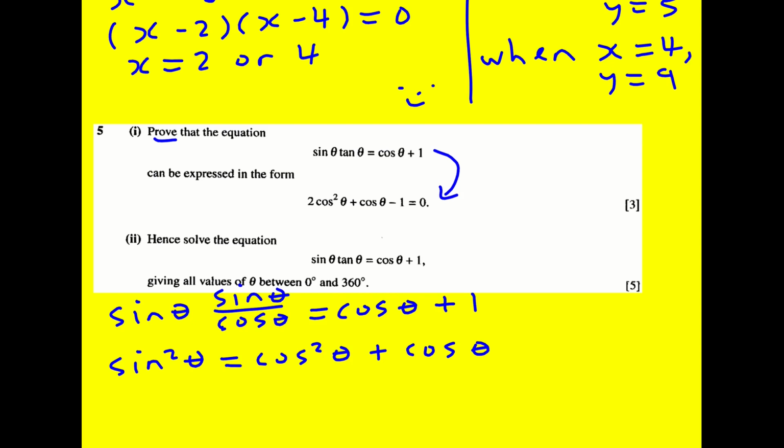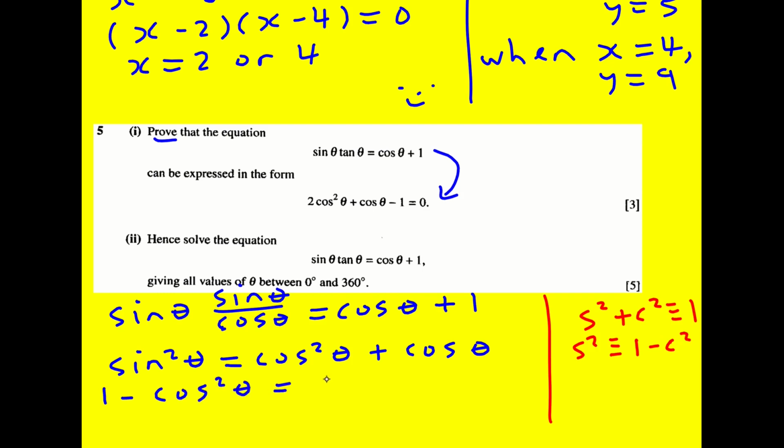I've got another identity I can use. Let me write it over here. Sine squared theta plus cos squared theta is identical to 1. So that means sine squared is identical to 1 minus cos squared. And I can write this down here. I'm going to write it in full: 1 minus cos squared theta equals cos squared theta plus cos theta.